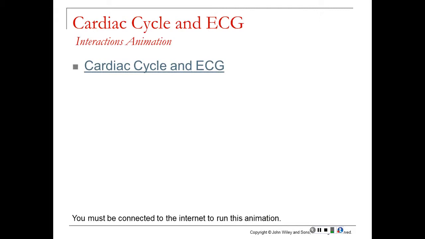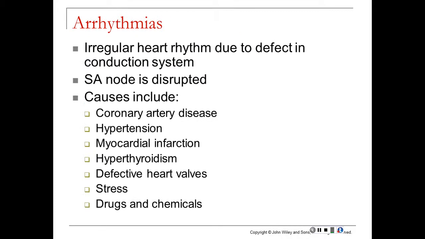This animation here goes through the cardiac cycle and the EKG, which is also known as an ECG. Let's talk about some arrhythmias. Arrhythmias are irregular heart rhythms, and that could be due to a defect in the conduction system. Again, these are all going to be detected through an EKG.